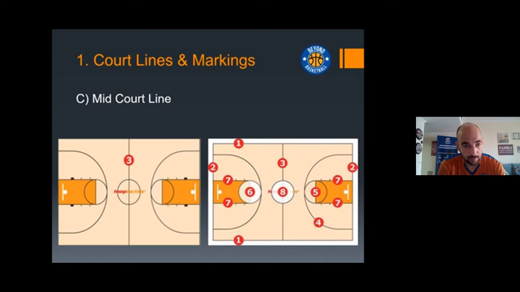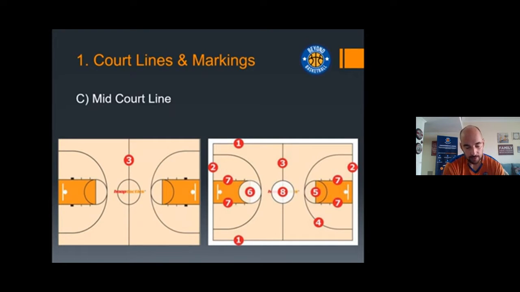Next line will be the mid-court line. So the mid-court line divides the basketball court into two parts. So we have back court and front court. It will be easier for you to remember: on the back court you play defense, and on the front court you play offense.